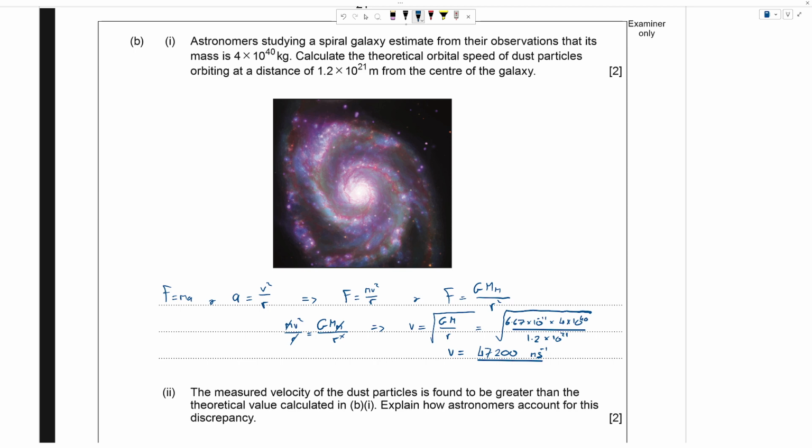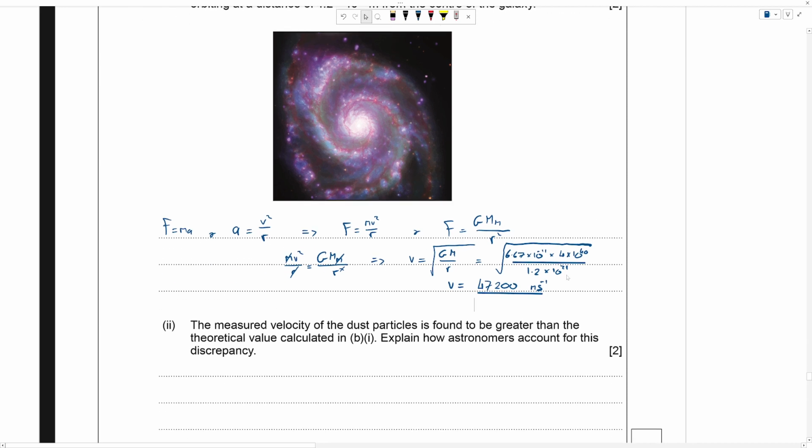And as I said, very difficult to know whether that's correct. You know, we're expecting a big number, but once you're dealing with things moving through space, 47,000 meters per second isn't a radically huge number. So we'll just have to rely on the calculator skills and hope that we've got that one right.